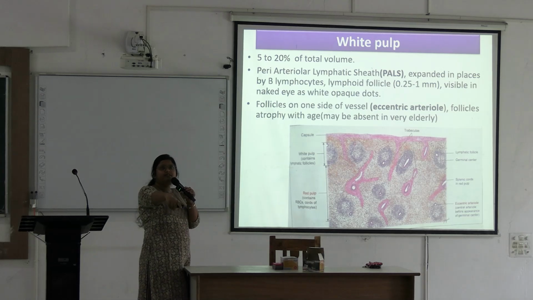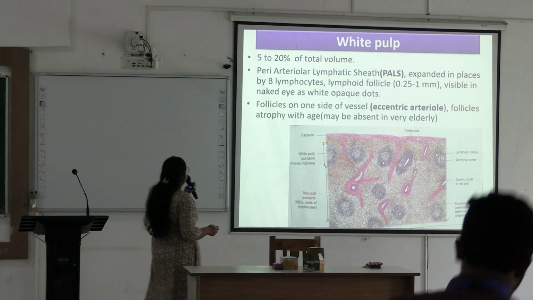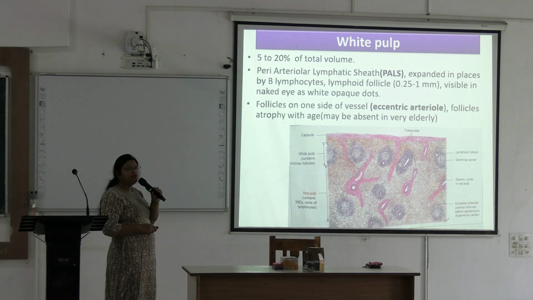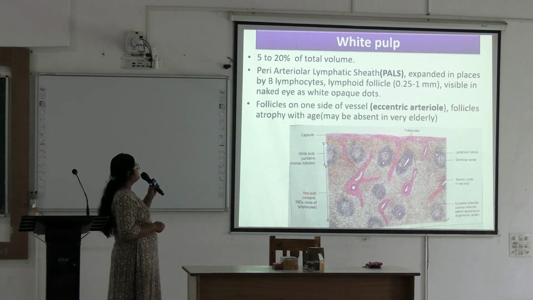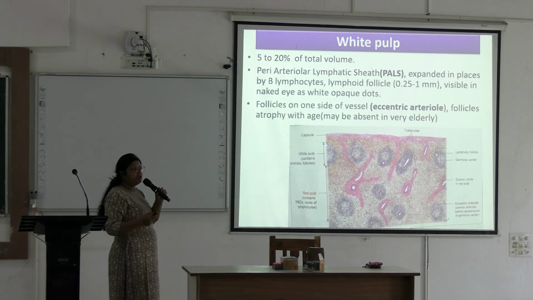And it is visible in naked eye as white opaque dots. Follicles on one side of the vessel, that is known as eccentric arteriole, and follicles atrophy with age and may be absent in very elderly cases.